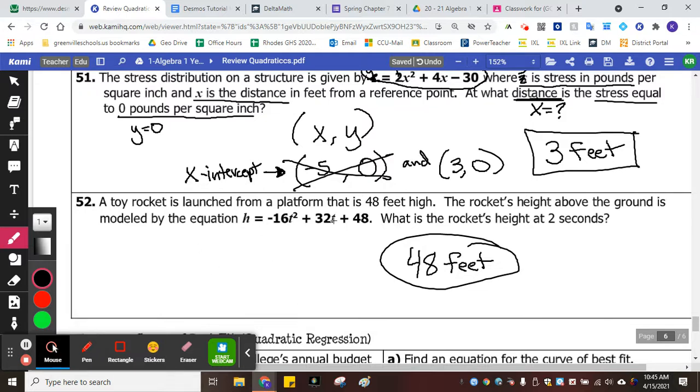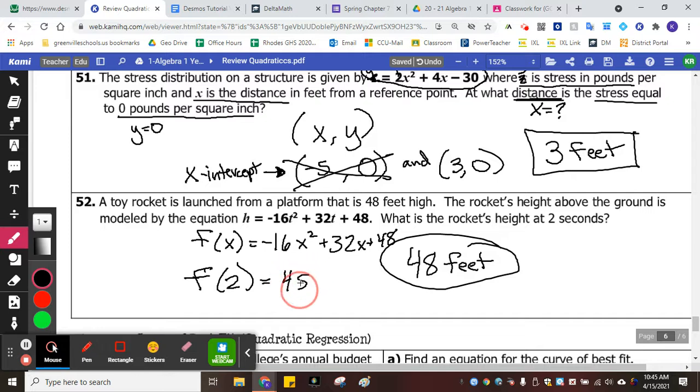So just so if you look back on these before your ESE, what we did is we plugged in for h of x, we made f of x, and then we were just finding f of 2. We're trying to figure out when x is 2, when it's 2 seconds, we got 48. That's what we did in the calculator.